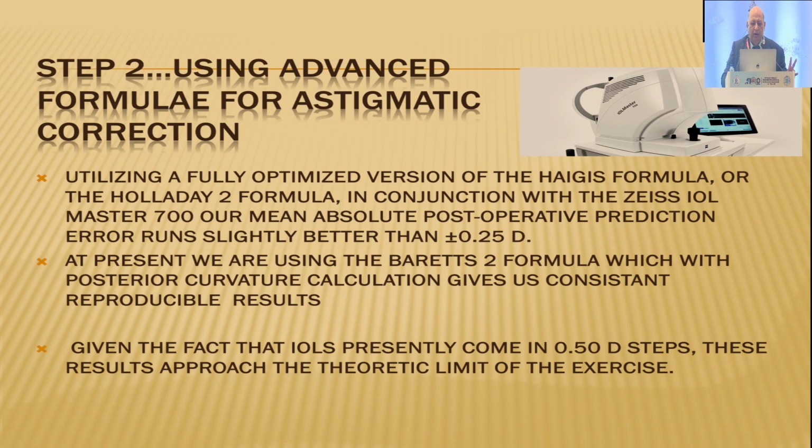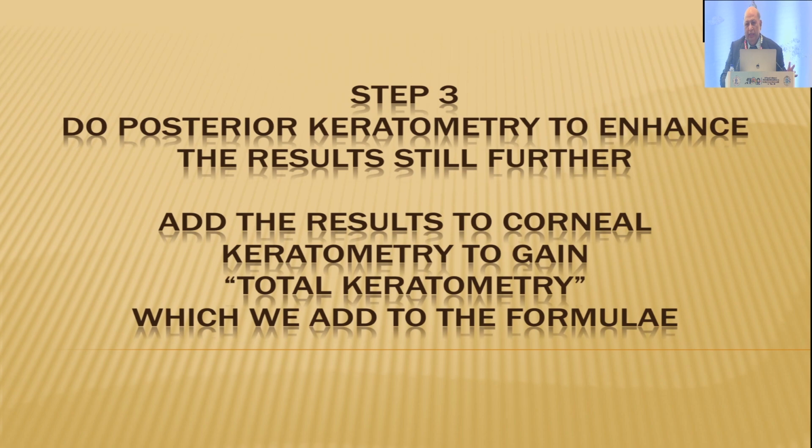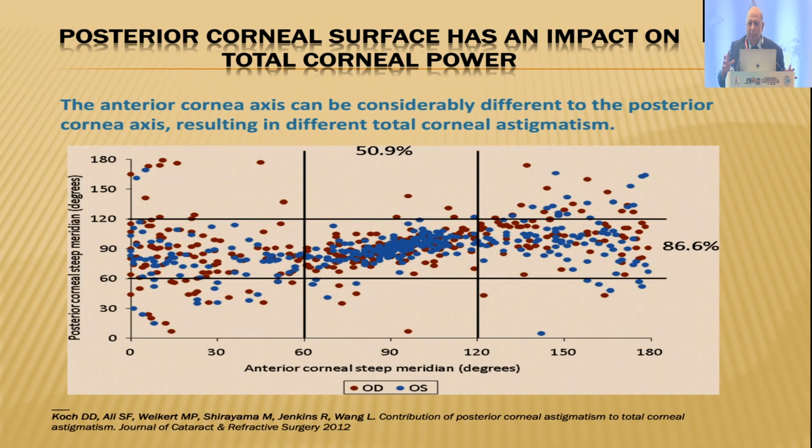Number 2 is to use an advanced formula. You can utilize the optimized version of the Haigis, the Holladay or the Barrett, but you need to know the details of how to handle it. Most important of all, and this is a little off the line because people don't quite agree with me, is that posterior keratometry is really important. Don't take it as an optional tool. It makes the difference in the occasional misfire. Remember, when you misfire on a patient, you don't lose a patient. You don't lose a family. You lose a kutub.